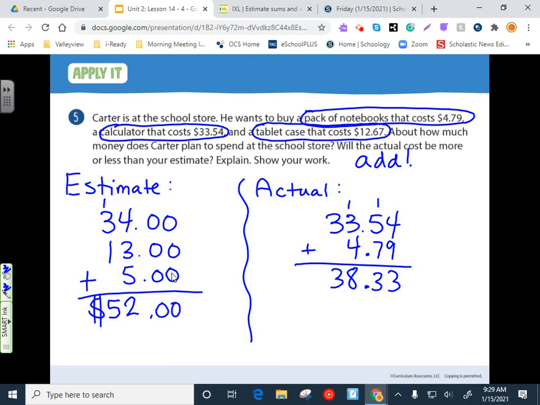So I have $38.33, but we can't forget our case. That's $12.67. 7 plus 3 is 10. 6 plus 3 is 9. Plus 1 is another 10. 8 plus 2 is 10. Plus 1 is 11. 3, 4, 5. And the actual cost is $51.